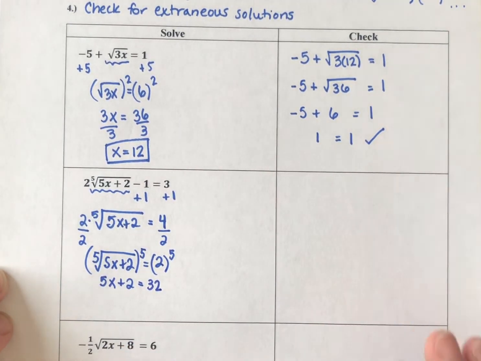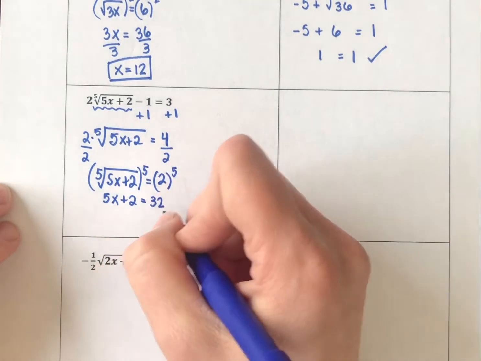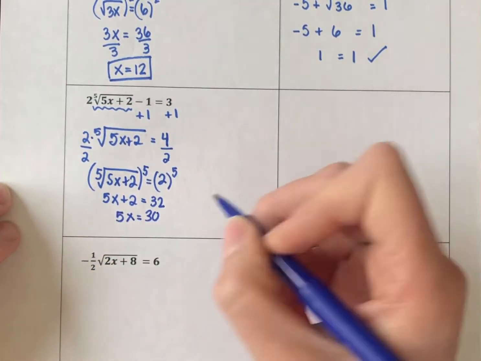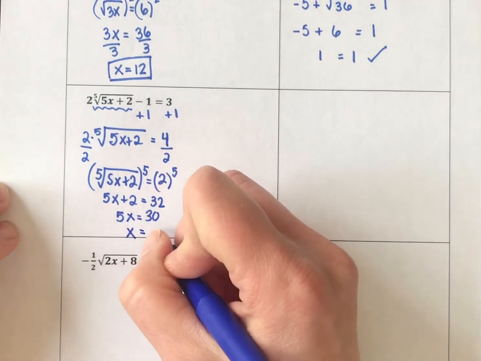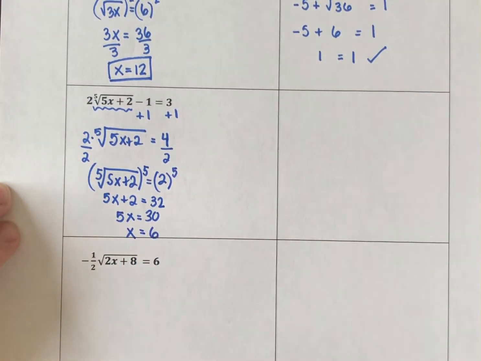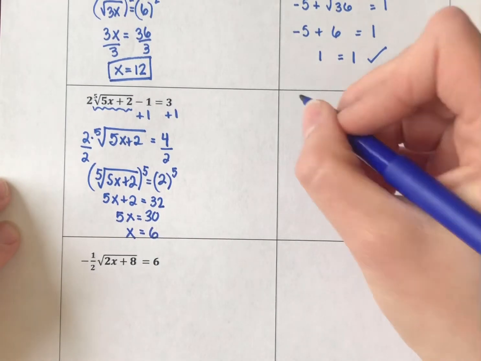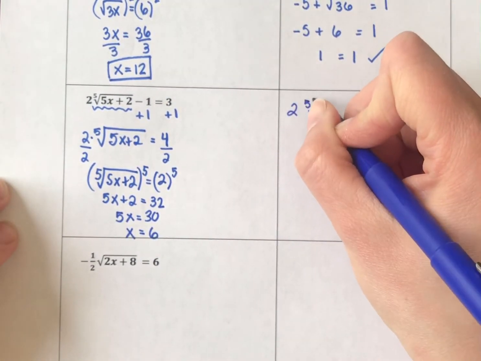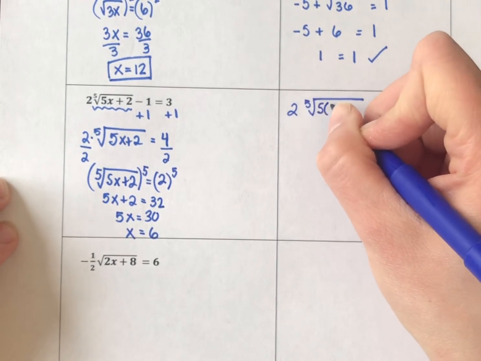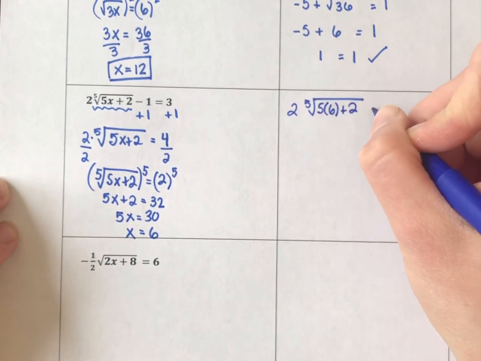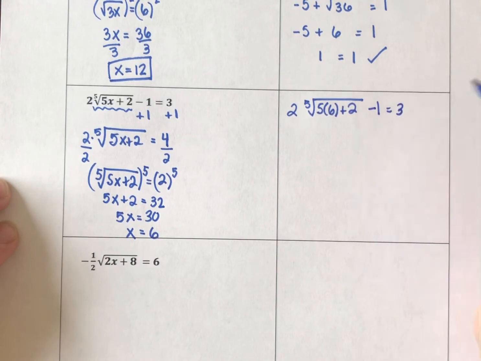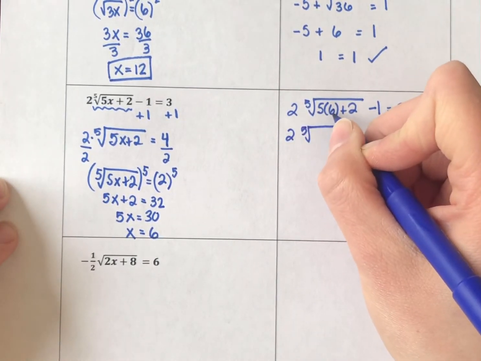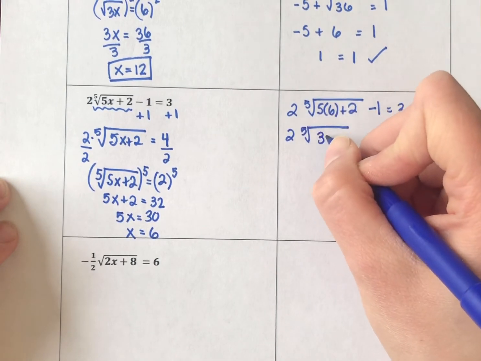And then I'm going to keep solving this equation. So I'm going to subtract 2 from each side, and I get 5x is equal to 30. Then I'm going to divide each side by 5 and get x equals 6. So I want to check my answer, plug it back into the original problem. 2 times the fifth root of 5 times 6 plus 2, minus 1 equals 3. So I'm going to simplify what's inside the radical first. 5 times 6 is 30, plus 2 is 32.